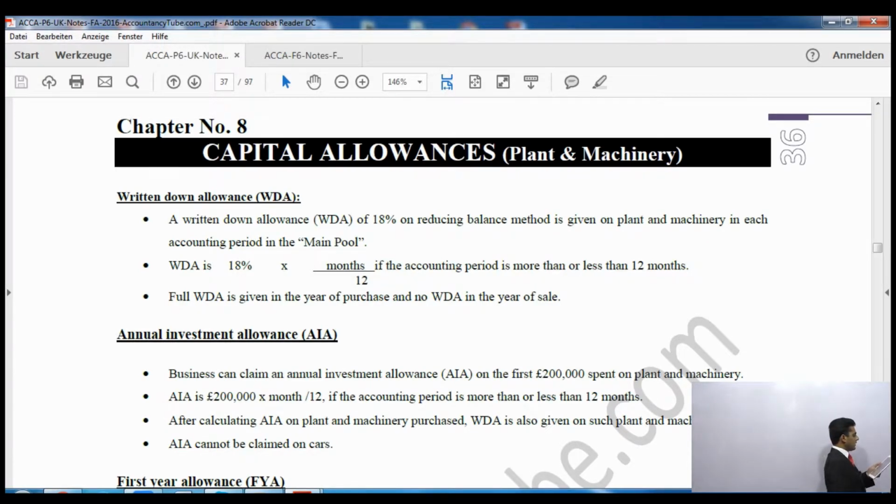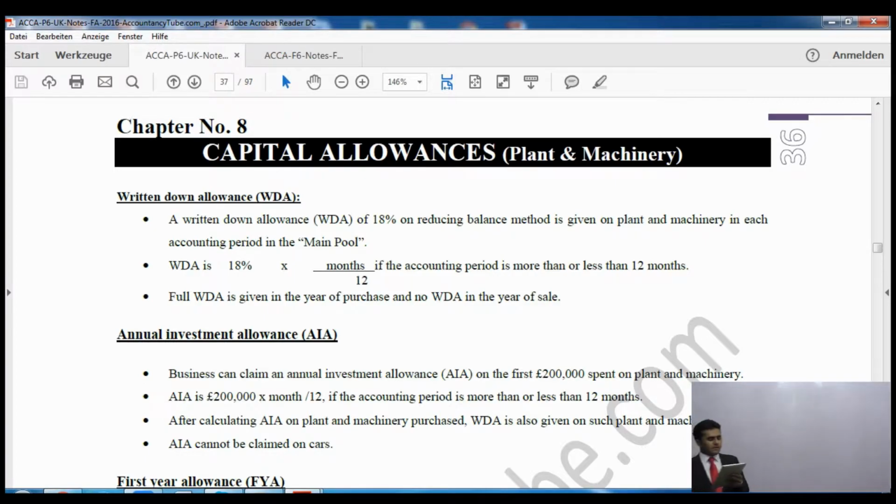The first type of capital allowance is known as a written down allowance or writing down allowance, and it is a standard 18% rate which is allowed. So we'll take a writing down allowance of 18% on the reducing balance method, given on the plant and machinery in each accounting period in the main pool. While we do the capital allowances, we will divide different assets into different pools, into different columns. We will do a question after, then you will understand it better. Whatever is in the main pool, we will take writing down allowance at the rate of 18% on that.